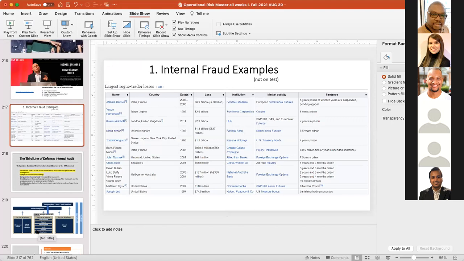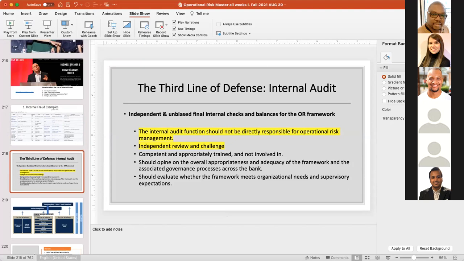That's so crazy. Okay, and then internal audit, the third line of defense. It shouldn't be directly responsible for operational risk management. It should review and challenge what the business has done. The business are closer to the floor. They know more about the ins and outs of the business than an operations risk function above them. But they still have the job of reviewing what they're doing in the business. And most importantly, please challenge what they're doing in the business.